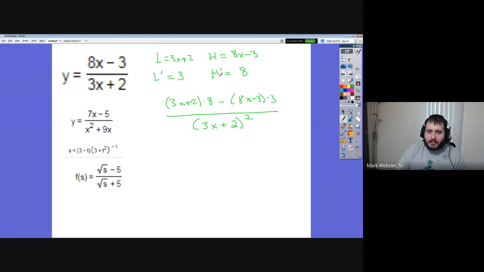Low d high minus high d low over low squared. And again, you have the urge to simplify your fractions and stuff, and that's all nice and kind of fun, but why? Don't. The AP grader is going to give you the same points whether you leave it here or whether you do the rest of the work. Leave it there. If that's what they want, what's the derivative of this function? That's the derivative. Just do that.